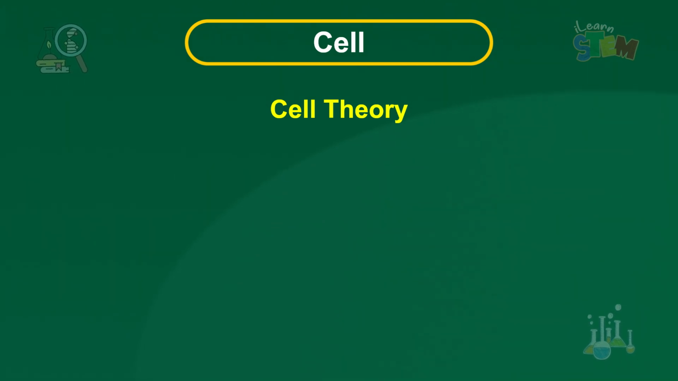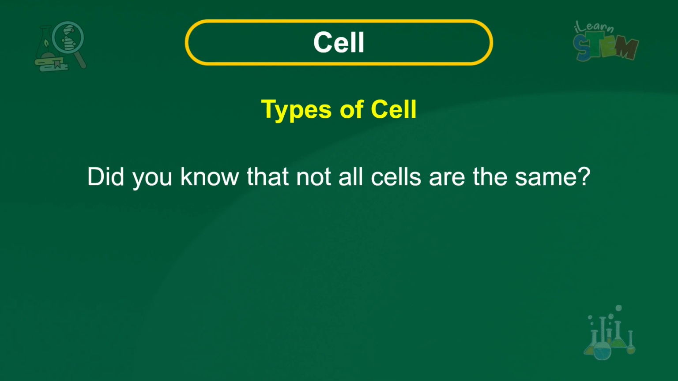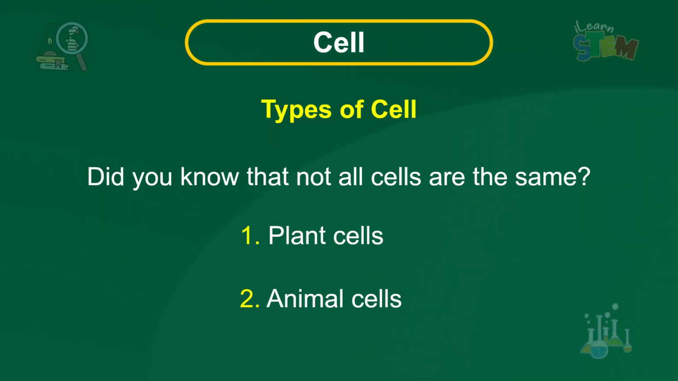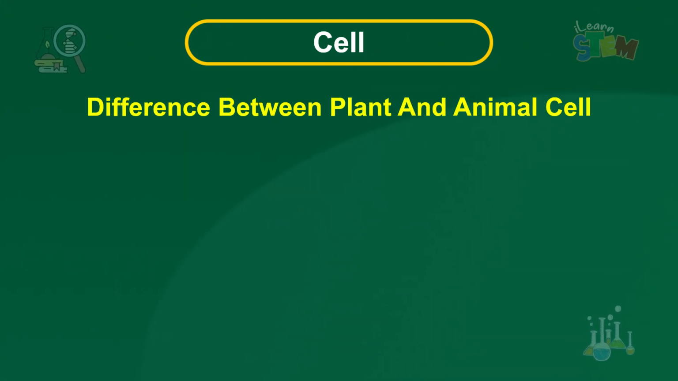Okay, now let's get a bit specific. Did you know that not all cells are the same? Let's compare 2 types. 1. Plant cells. 2. Animal cells. They are similar in many ways, but there are some key differences.